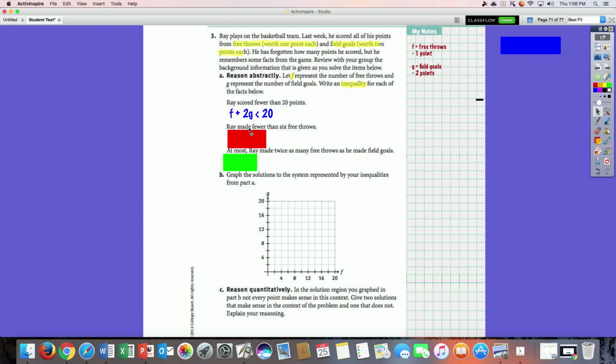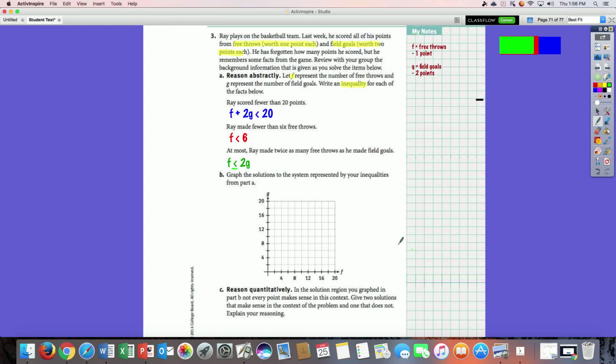Ray made fewer than 6 free throws. So the number of free throws will be less than 6. And at most, Ray made twice as many free throws as he made field goals. And because of that "at most," I'm going to include a less than or equal to sign.